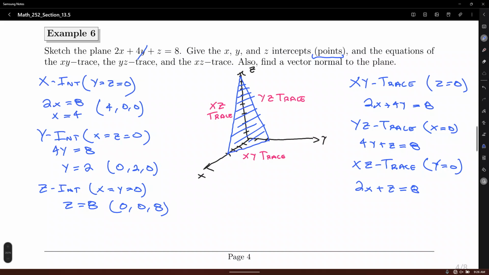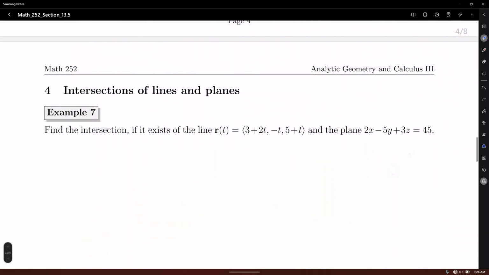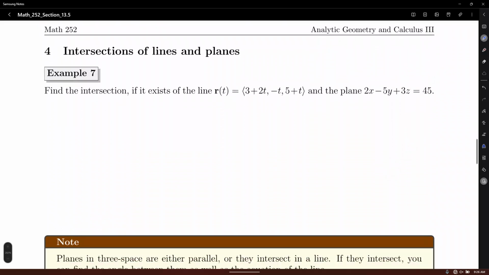Okay, so now let's do more algebra with planes, lines, points, and angles. We're going to do a bunch of pretty cool stuff here. Let's have a look at the next topic, the next example: finding the intersections of lines and planes.